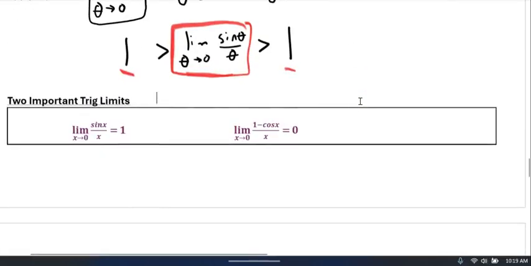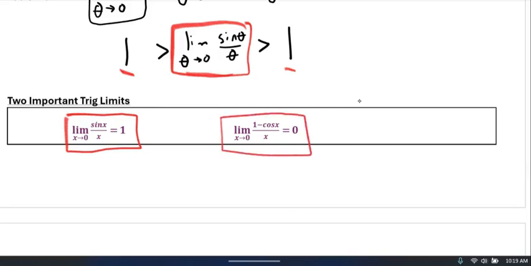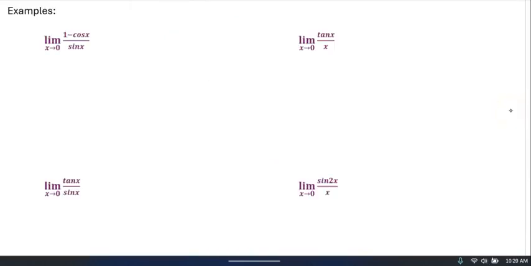So we have two important trig limits. The one on the left is the one that I just proved: the limit as x goes to 0 of sine x over x is 1. The one on the right I will not prove, but it's the limit as x goes to 0 of 1 minus cosine x over x, which is also equal to 0. You can use a similar type of proof to get at that. So let's get on and take a look at our last page, which has some limits with trig functions.